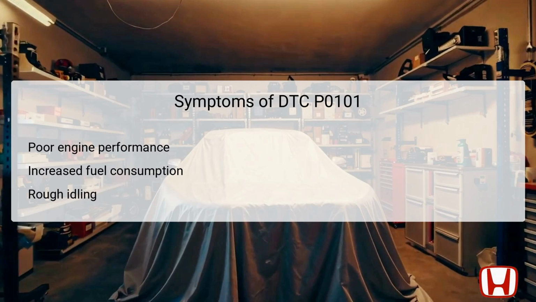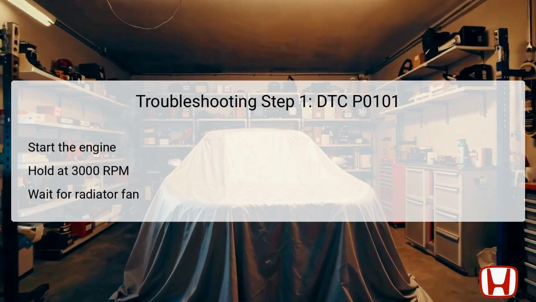The triggering of the check engine light, MIL, is a common sign, alerting the driver that there's an issue requiring attention. If these symptoms are present, especially in conjunction with the trouble code, further diagnosis is warranted to pinpoint the malfunctioning component or system. The first troubleshooting step for addressing DTC P0101 involves starting the engine and holding it at approximately 3,000 RPM without load.